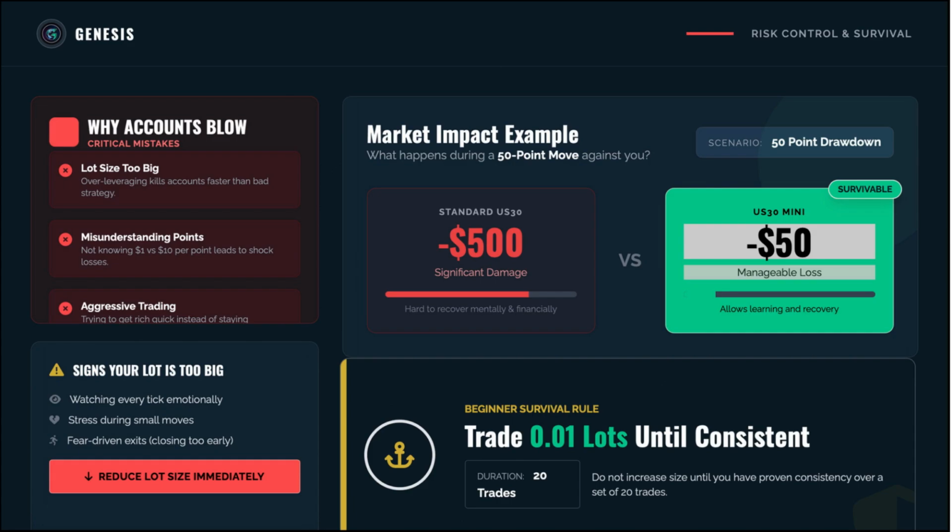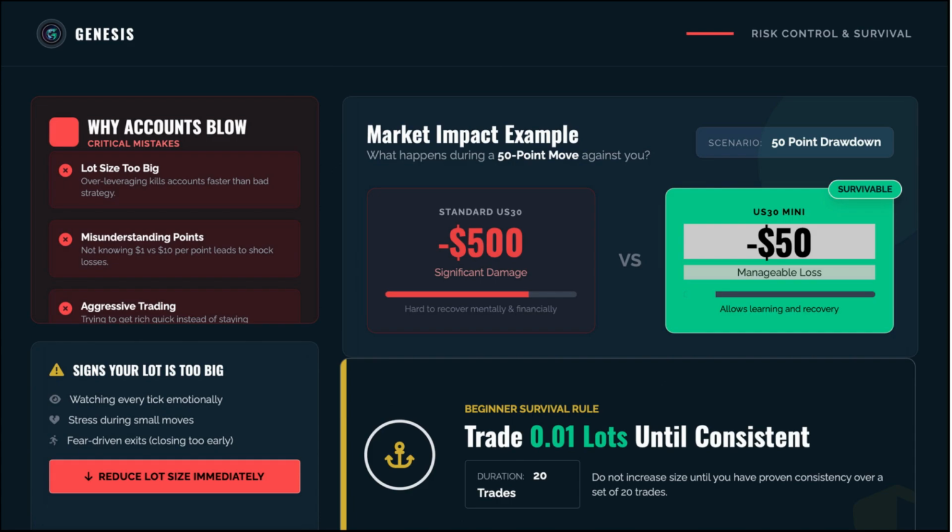Now let's take the exact same trade, same entry, same 0.01 lot size, but using US30 Mini instead. On US30 Mini, 1 point is closer to $1 instead of 10.